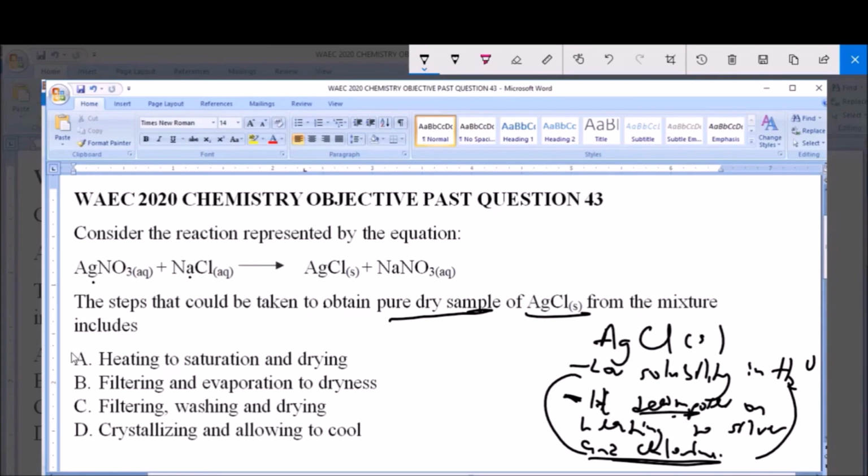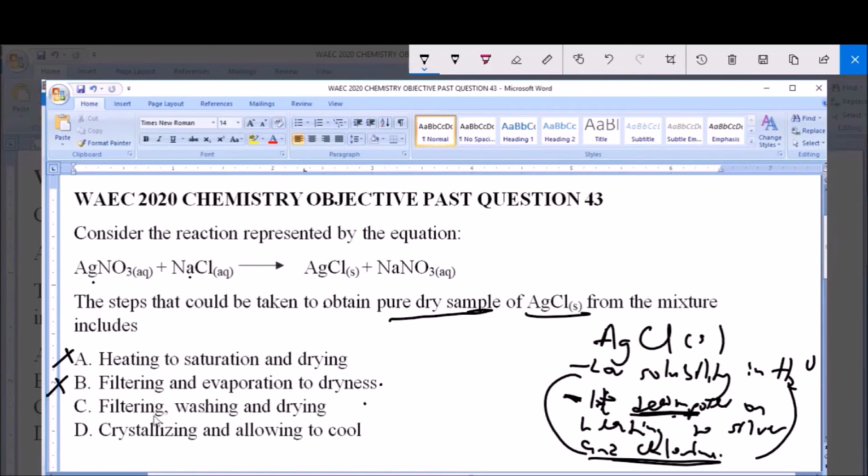So heating to saturation and drying is not the answer to this question. Now B, filtering and evaporation to dryness, is also not the answer, because evaporation to dryness will involve heating it to very high temperatures, and we have already said that it decomposes on heating, so you won't obtain a pure sample of it. So filtering and evaporation to dryness is not the answer.